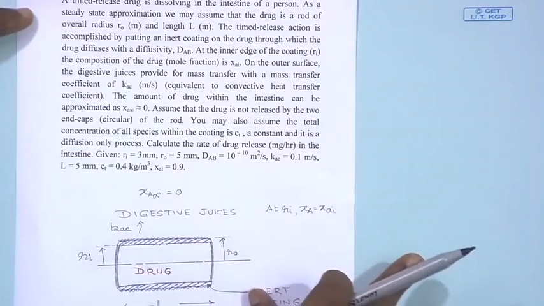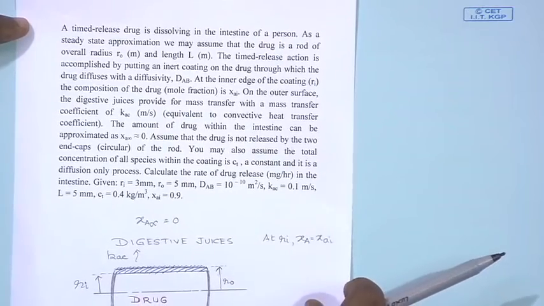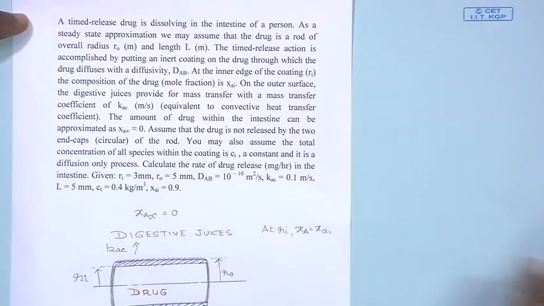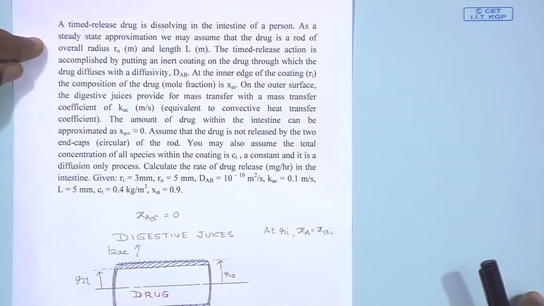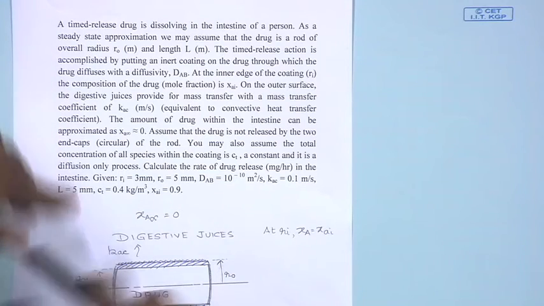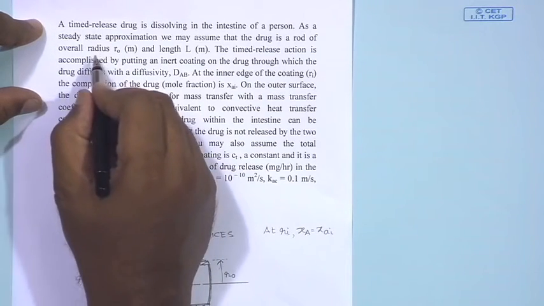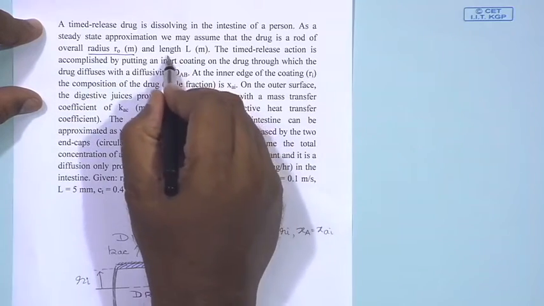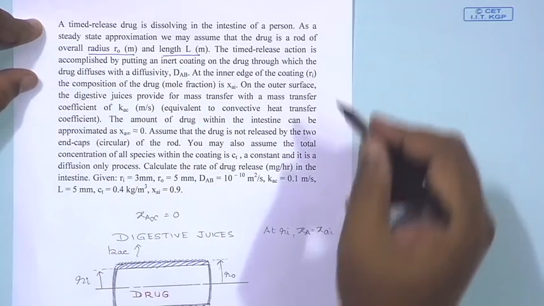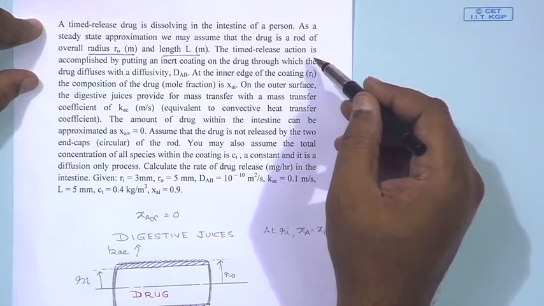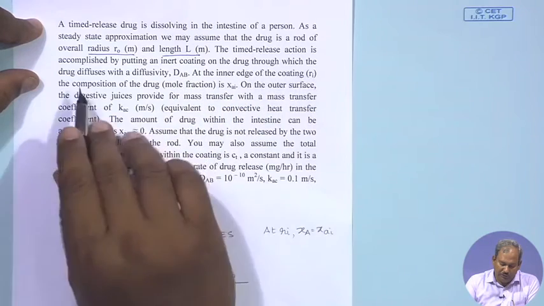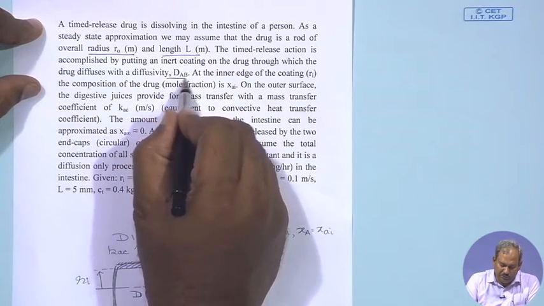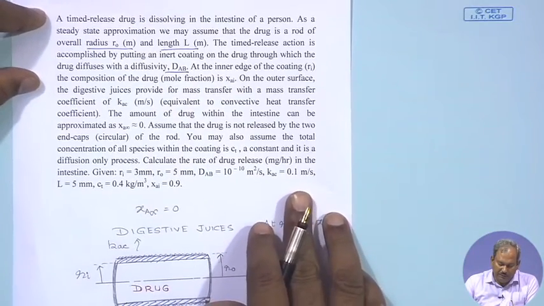So, the specific problem that we are going to look at is, as I mentioned before, a timed release drug slowly dissolving in the intestine of a person, and we are going to use the steady state approximation, and we will assume that the drug is a rod of overall radius r naught and it has a length equal to L, and the time released action, as I have mentioned before, is accomplished by putting an inert coating on the drug through which the drug diffuses with a diffusivity which has been denoted by DAB.